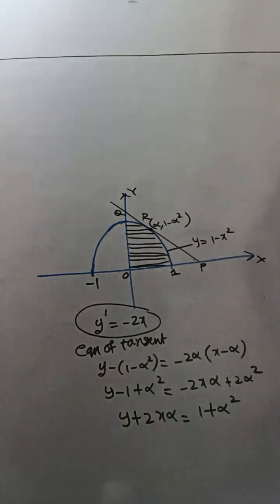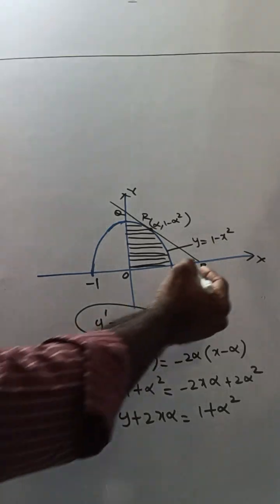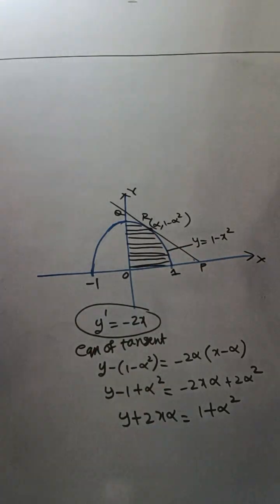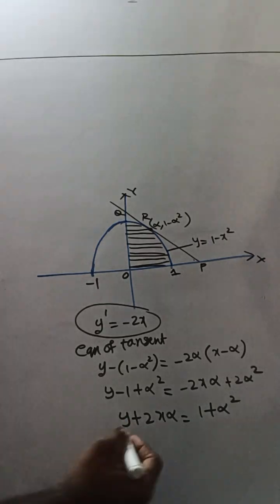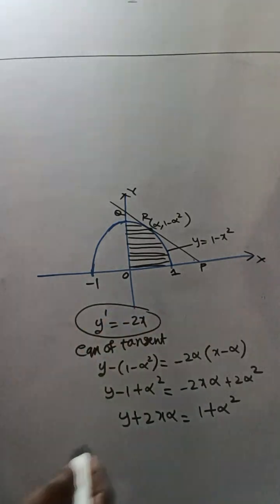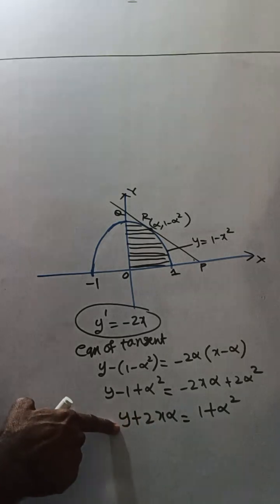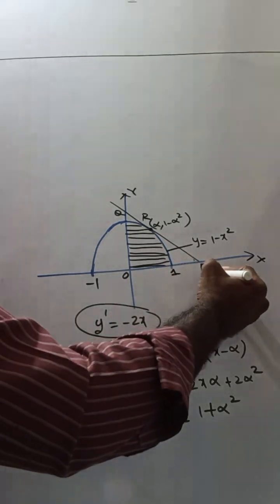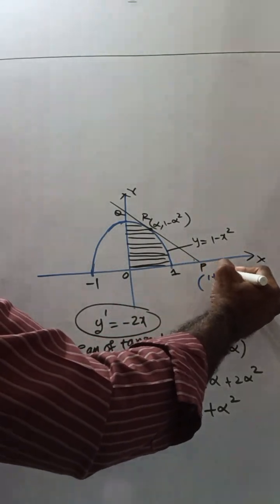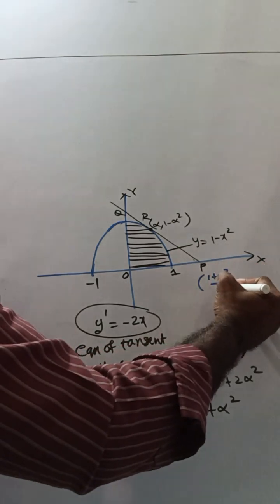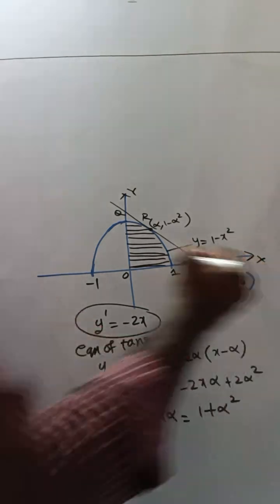Right? When you want to find the point on the x-axis, what we need to do, we know that we put y equal to 0. So putting y equal to 0, what will come here? The point is (1 plus alpha square by 2 alpha, 0).